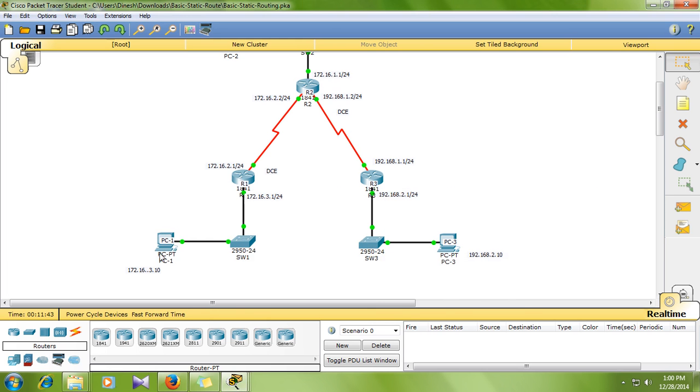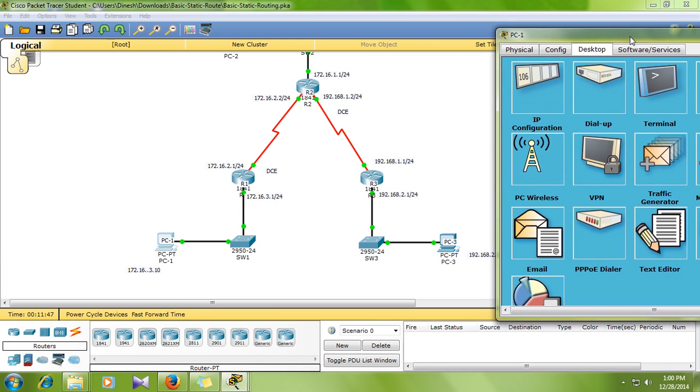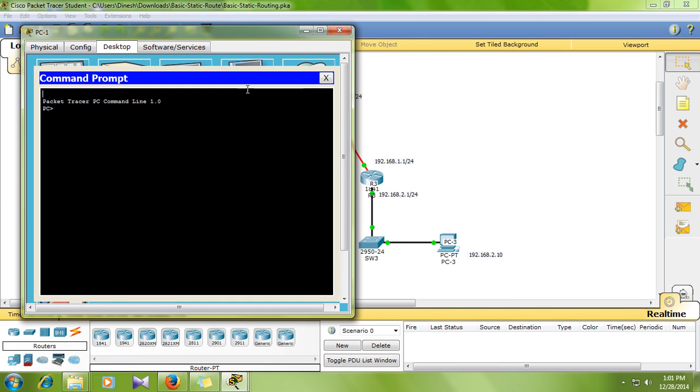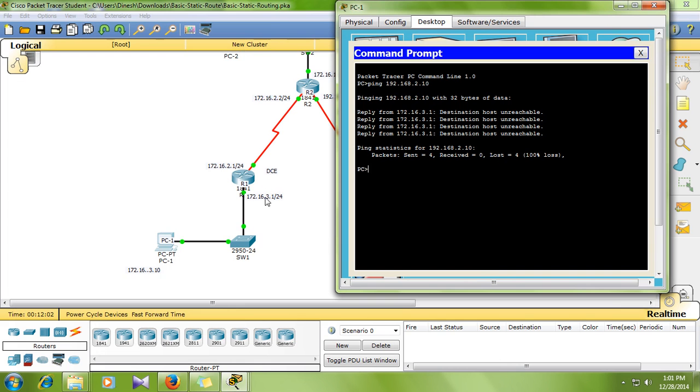For example, we need to reach the PC3 IP, which is 192.168.2.10. Will it get reached? We get destination host unreachable. From where is it coming? From 172.16.3.1. That is informing that there is no route available.